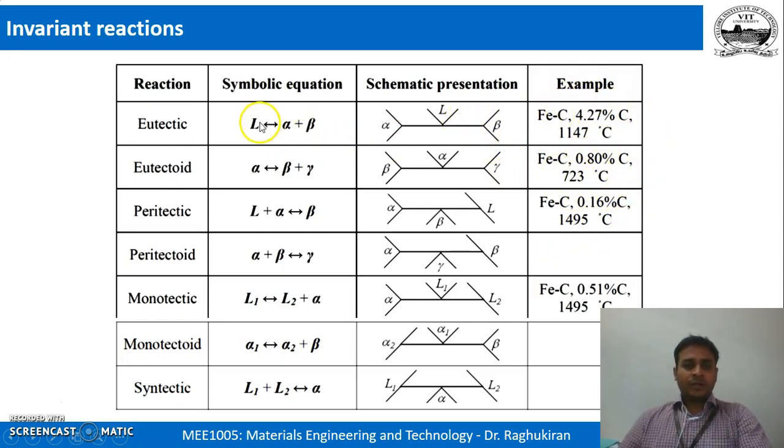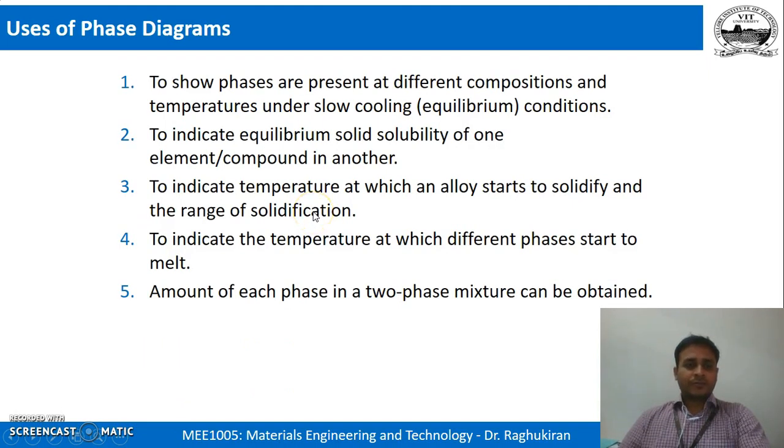In eutectic, liquid is transforming to two solids. Eutectoid, one solid transforming to two different solids. Peritectic, liquid plus solid being transformed to one single solid. These are the uses of phase diagrams. Of course, we can know what the different phases existing are, and we can also indicate the solid solubility of any phase. What is the maximum solubility? For example, austenite, what is the maximum solubility of carbon? We know 2% from the diagram. For ferrite, we know the maximum solubility is 0.025 from the diagram again.